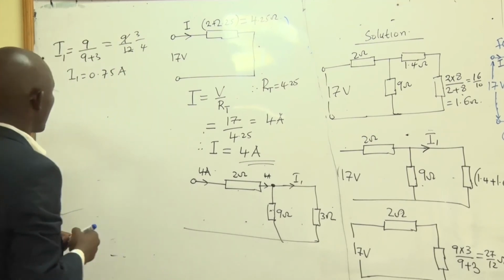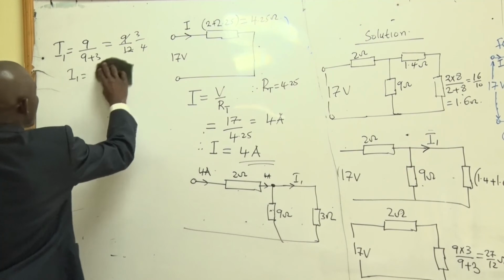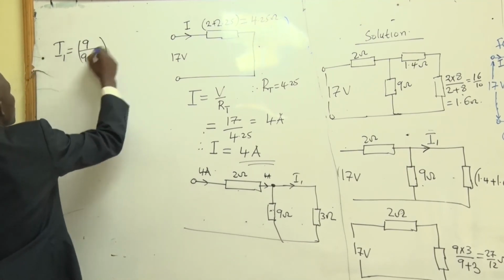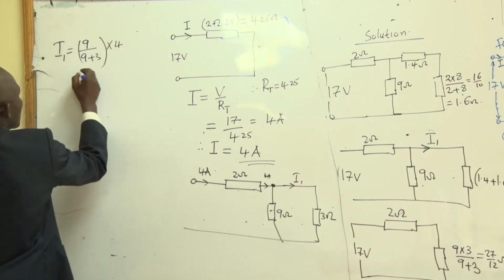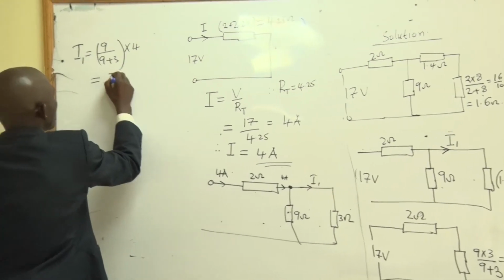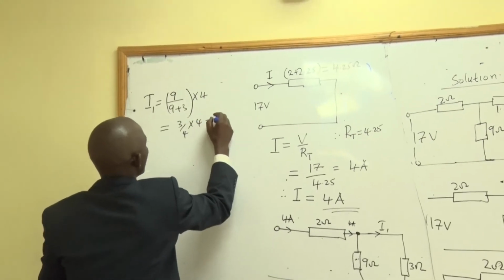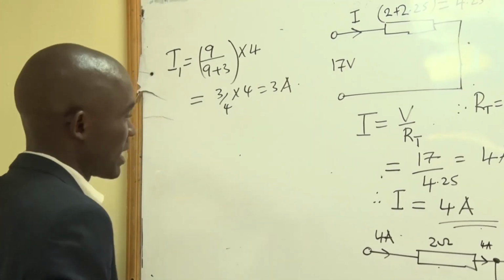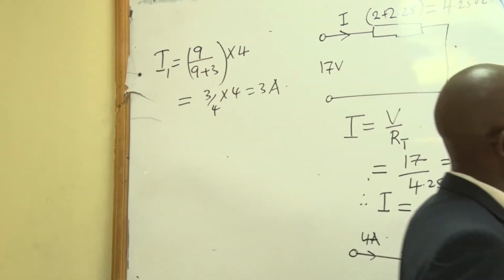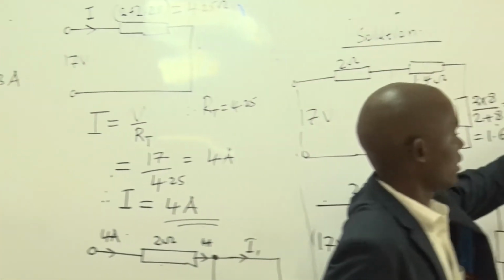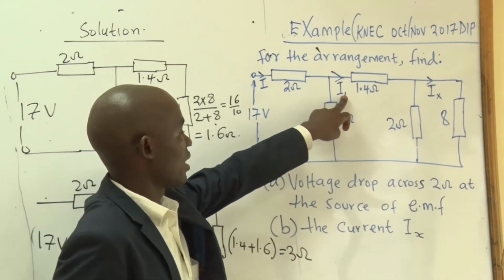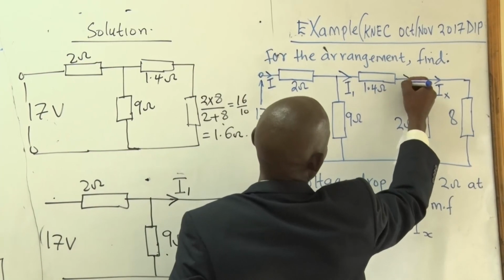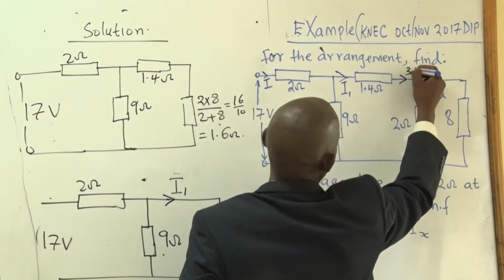But you need to multiply this by the total current, so that now you get 3 over 4 times 4, which is equal to 3 amperes. So the current I1 is actually 3 amperes. We move still further. If you have gotten your I1 as 3 amperes, then it means the current reaching this branch is 3 amperes.